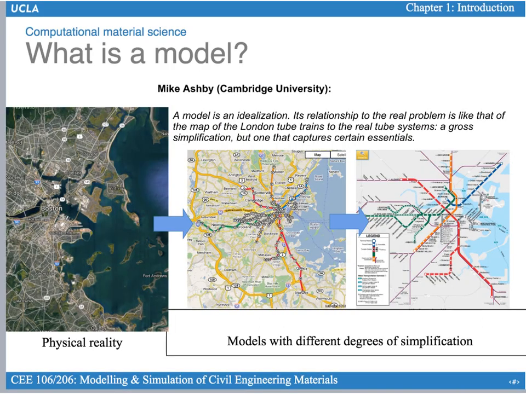Then what is a model and why do we need models to begin with? So why do we need models? Because real materials, real systems are complex, and they are usually too complex in order to study them.